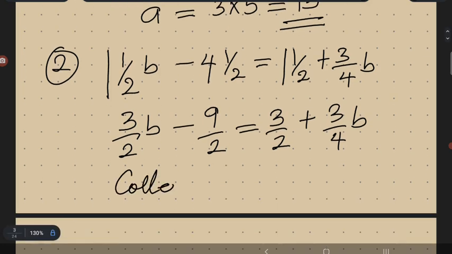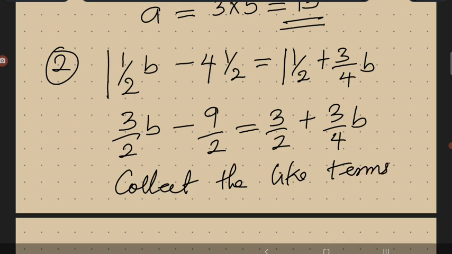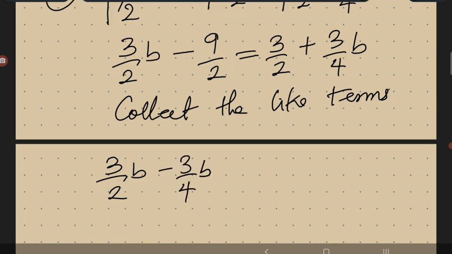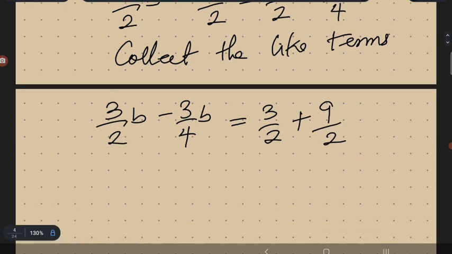So we do the same thing. Let's collect the like terms. In collecting the like terms, the ones I have with b, 3/2b minus 3/4b, will give you 3/2 plus 9/2. So, in view of this, for the first one, let's find the LCM to be 4.